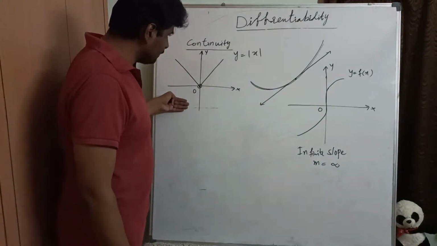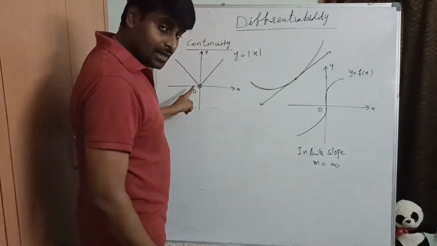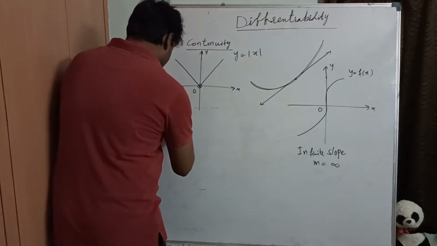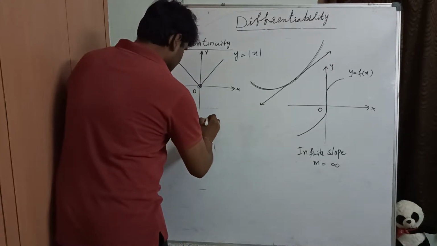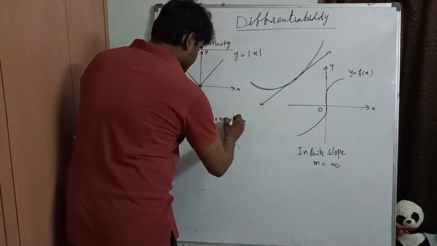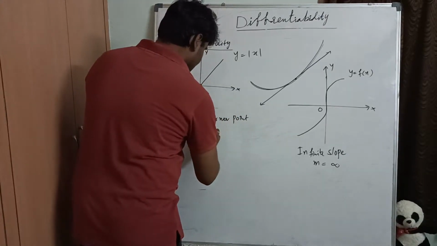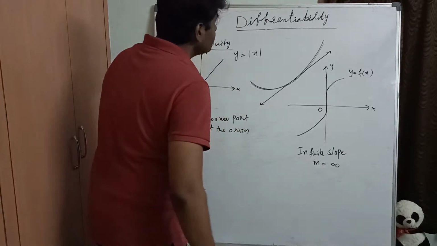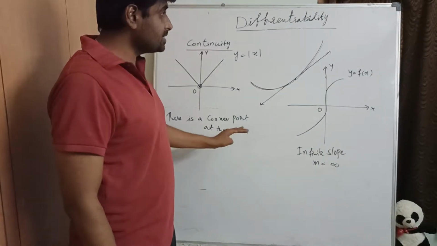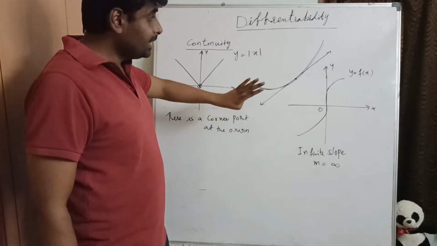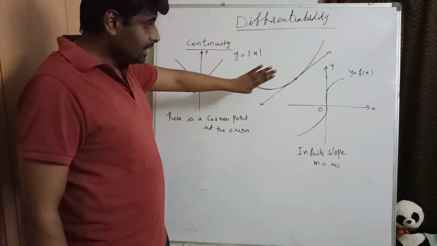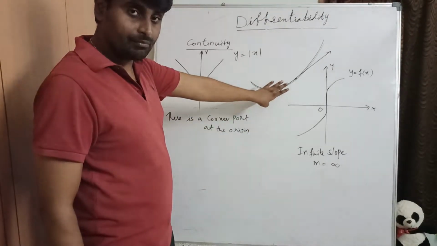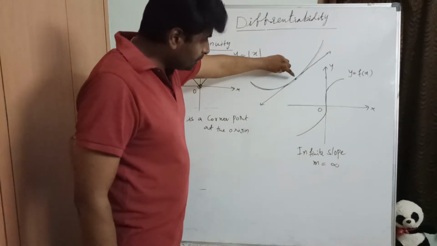Similarly, if you observe this graph also, y equal to mod x, it has one corner point at the origin. So now tell me, what do you mean by differentiability of a function? A function is said to be differentiable simply if it does not have any corner points and has a finite slope, meaning it has a unique tangent.